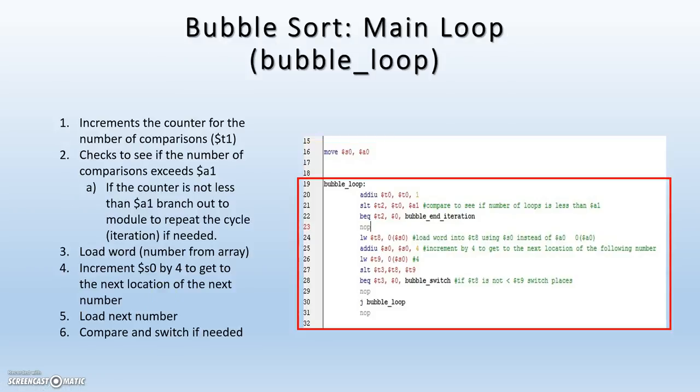Right below that you will see my main loop for my bubble sort, and what it will do is it'll increment the counter for the number of comparisons, which actually that should be T0, not T1, and it checks to see if that number exceeds A1. If it doesn't, it'll load word from the array, increment S0 by 4 to get the next word, or rather the next number, and it will load that, and it'll compare and switch if needed. If it does exceed A1, however, it will branch out to the module and repeat the cycle or iteration if needed.